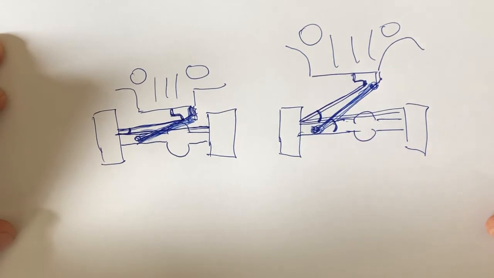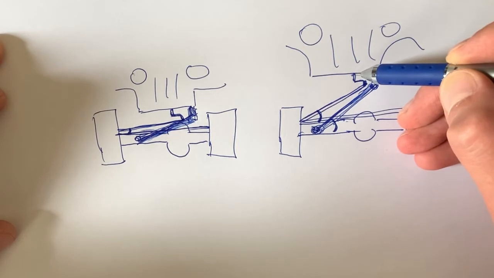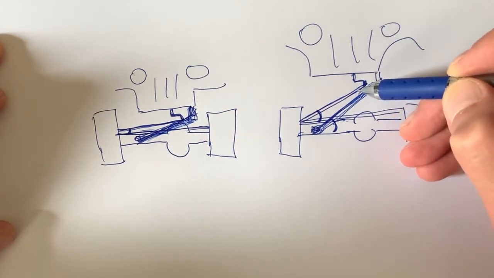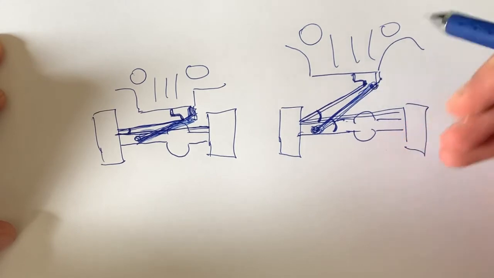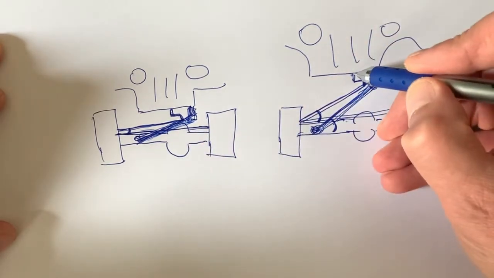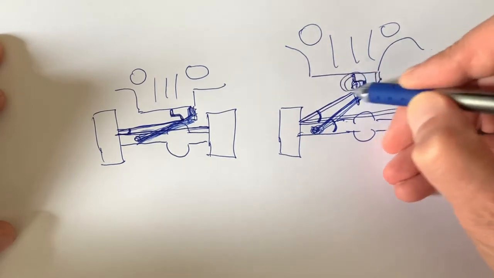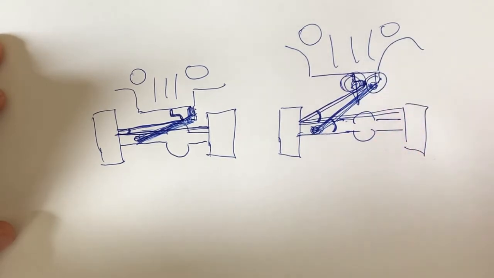So, what do you do to fix that? You need to lower these mounting points to almost the point where they used to be in this case. So these need to come down. One and two. These points need to come down.